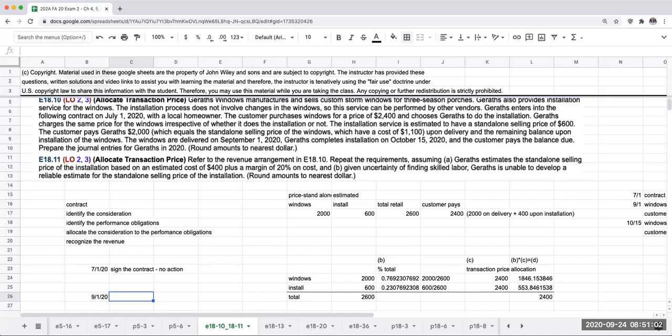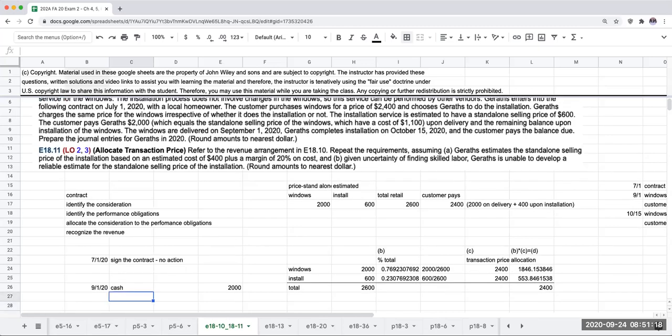Okay, so now we're at September 1st, 2020. On September 1st, I got some cash. So I've received cash from the customer totaling $2,000. At the same time, I'm delivering the Windows. And because they can be installed by anybody else, I feel confident in recognizing the revenues as it relates to those windows. So I'm going to call sales revenue. And the amount of sales revenue I'm going to be recognizing is going to be this 1846.